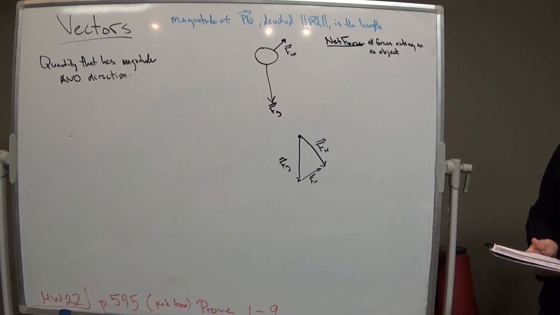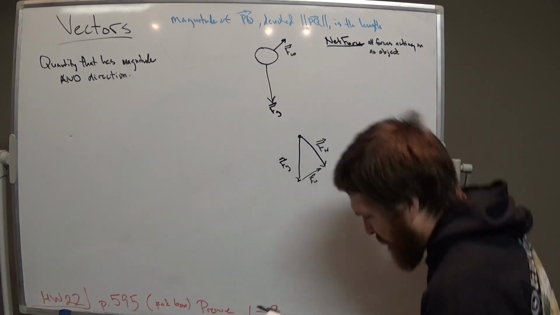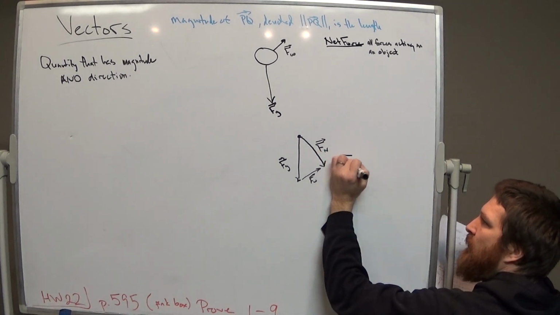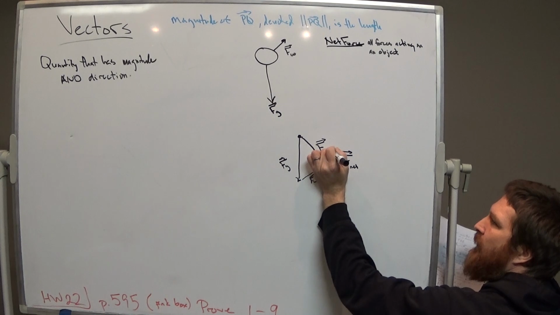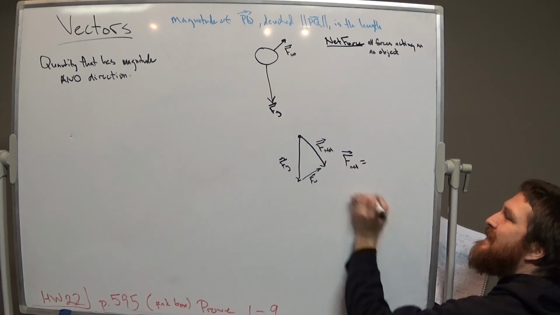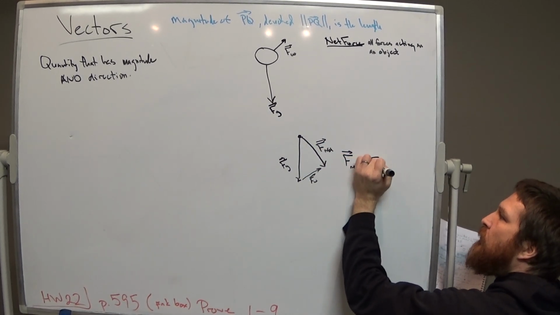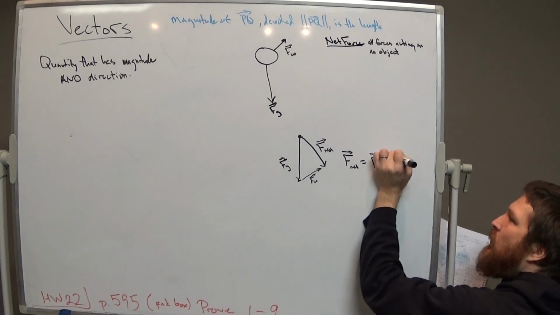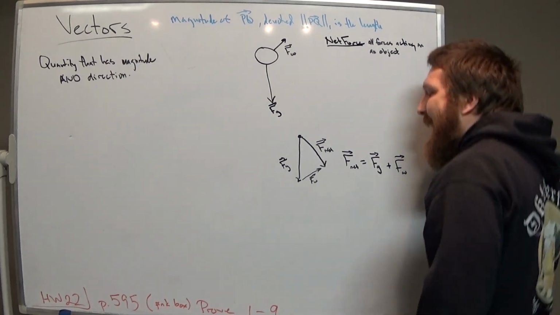Okay? So what I've just done here, what I've just said is that the net force, I wrote it out there and put it in that, so we'll do it there. The net force is equal to the force of gravity plus the force of the wind. And in this way, we could add vectors together.